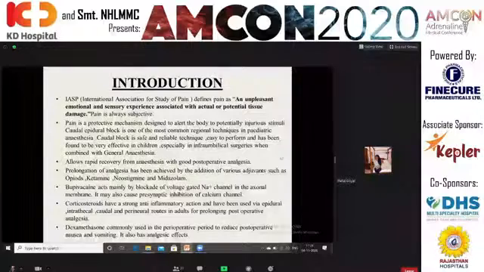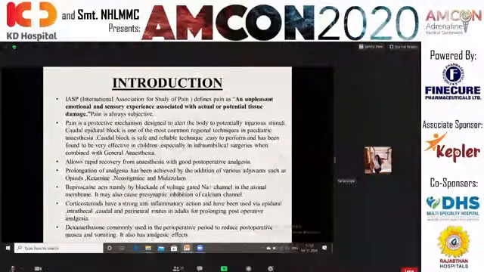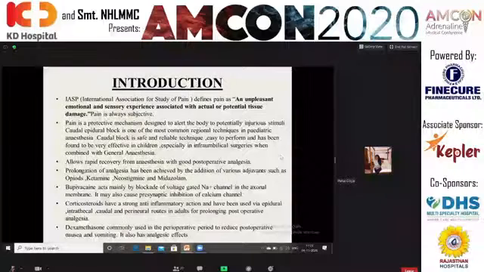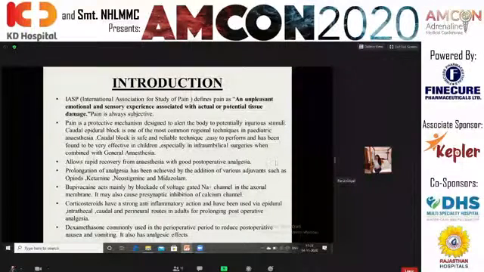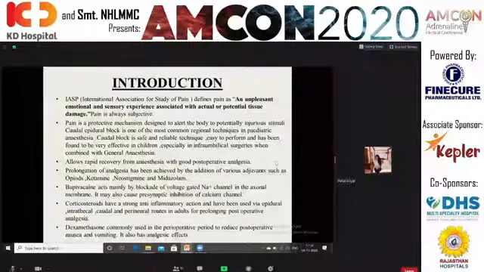Prolongation of analgesia can be achieved by adding various adjuvants such as opioids, ketamine, neostigmine, and midazolam. Bupivacaine acts mainly by blocking voltage-gated sodium channels in the axonal membrane, which also causes presynaptic inhibition of calcium channels. Corticosteroids have anti-inflammatory action and have been used via epidural, intrathecal, caudal, and perineural routes for prolonging post-op analgesia. Dexamethasone, a corticosteroid, is used mainly in the perioperative period to reduce nausea and vomiting. It also has analgesic effects.